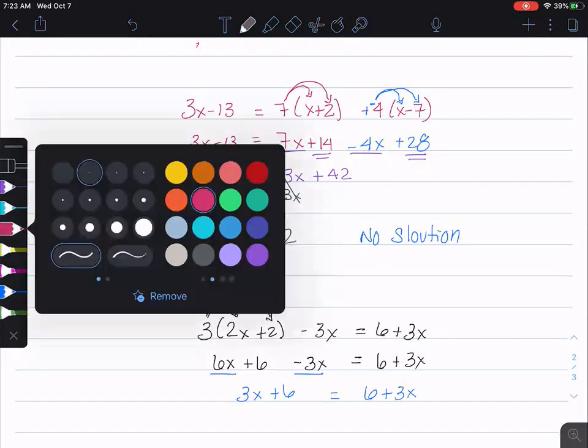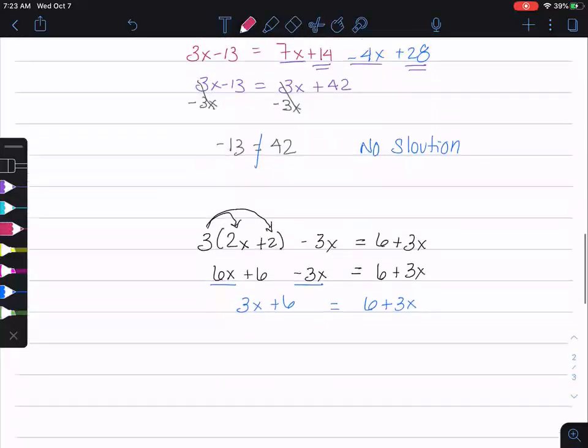So just like I've done in the past, I want to move my x's over to the other side. So I'm going to do the opposite operation, minus 3x. And what I notice is that, again, it cancels out on both sides. But this time, if you look at what's left over, it's a true statement. 6 equals 6. That's true. 6 does equal 6. So this is a true statement.